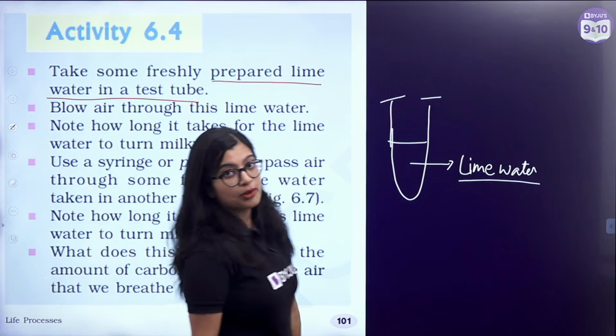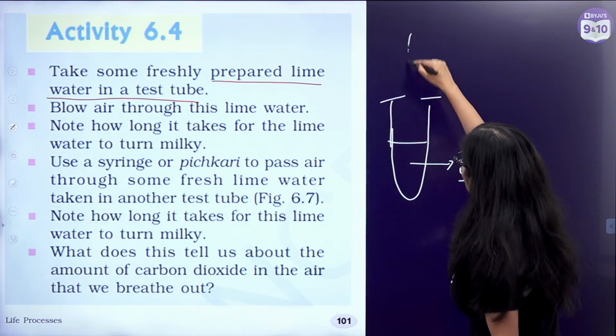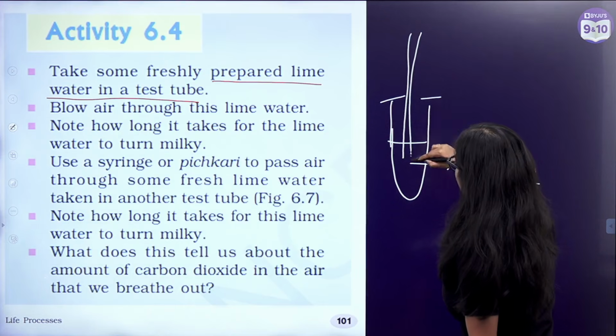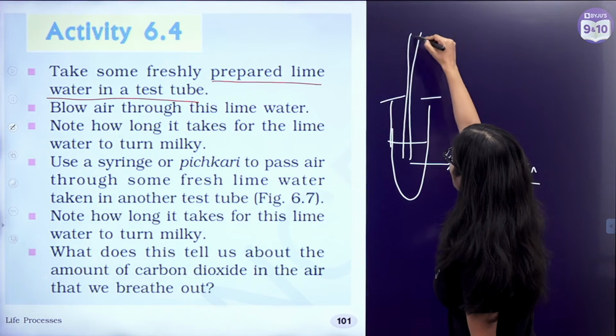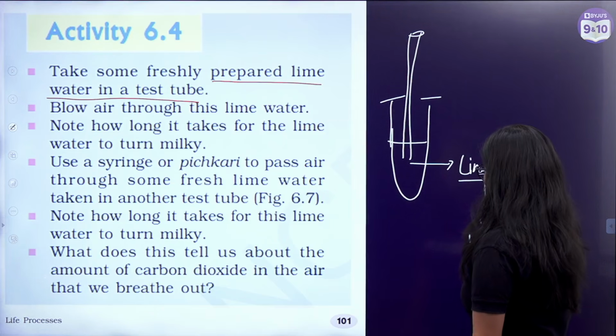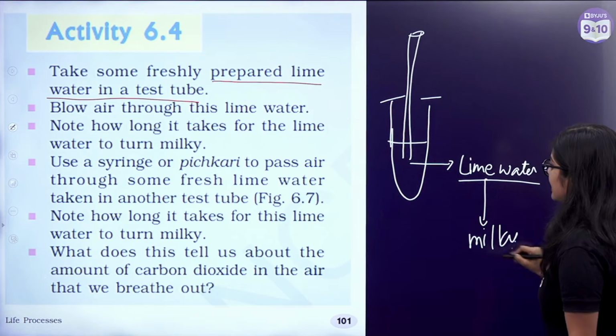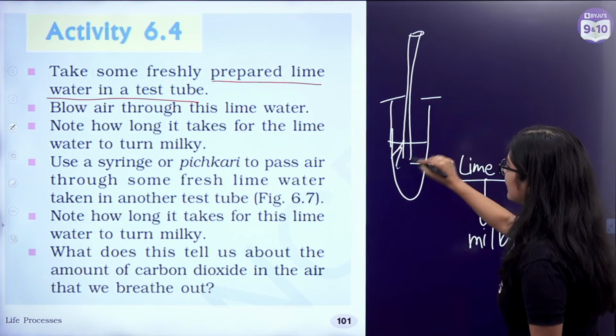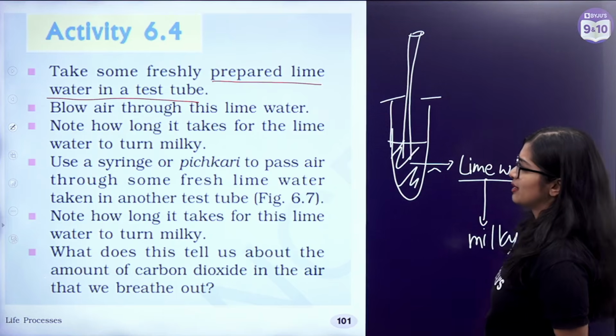So now we are going to take a straw, and then we are going to blow, right? If we blow, this lime water is going to turn milky, or it will turn a little more whitish in color, like hazy in color.